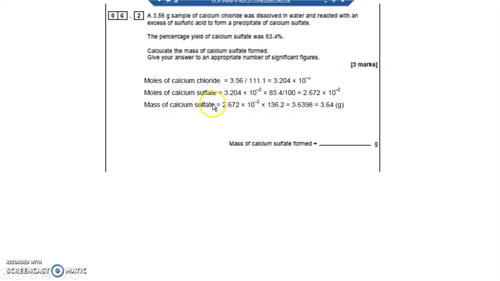The mass of calcium sulfate. So the mass of calcium sulfate is the number of moles multiplied by the MR of calcium sulfate. I'd have to work that out. It's CaSO4, so a 40, add a 32 for the sulfur, add 4 16s for the oxygens, 136.2, and it comes out as 3.6398, but I want it to 3 significant figures because the other values are to 3 significant figures in the question.